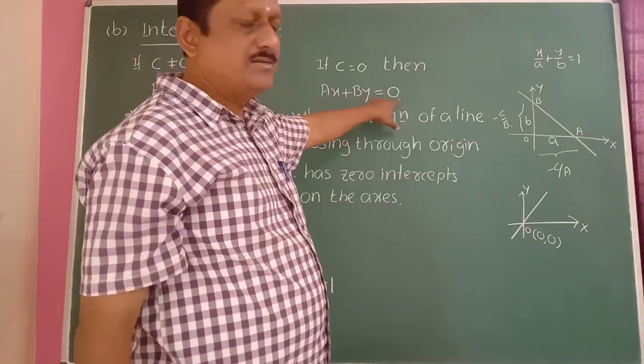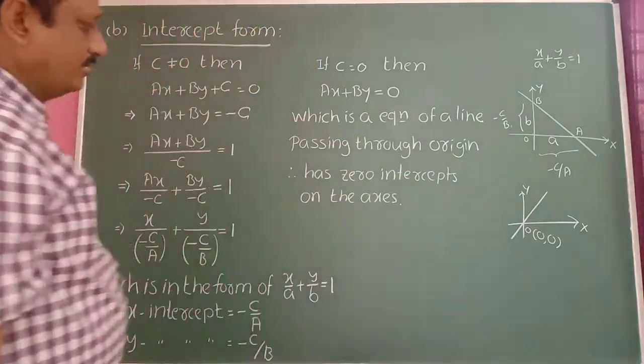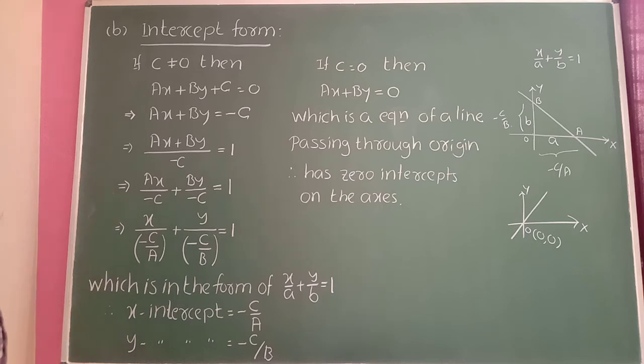0 plus 0 becomes what? 0. The equation is satisfied by the origin 0, 0. Therefore, such a type of equation always passes through origin. Remember it. Okay.